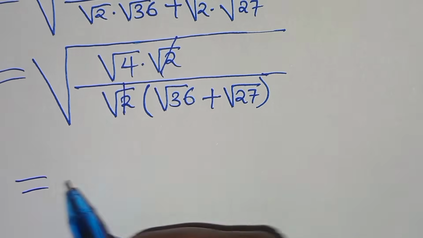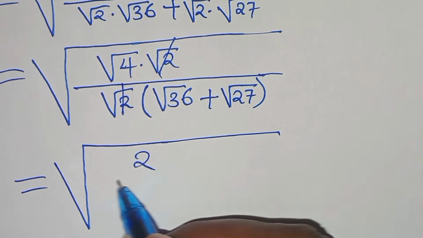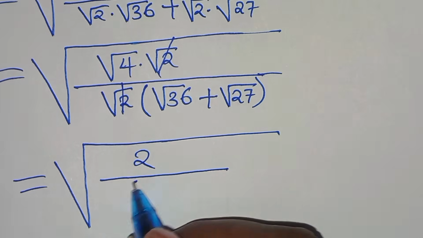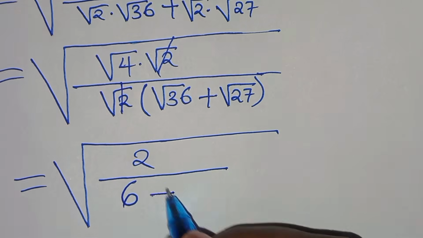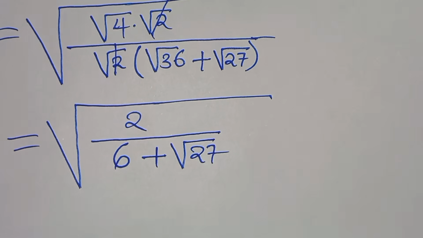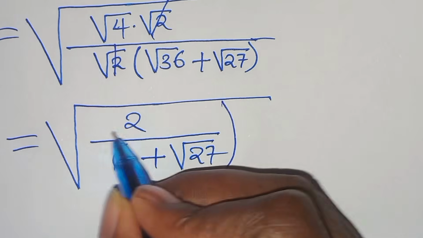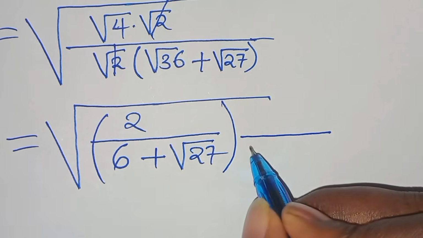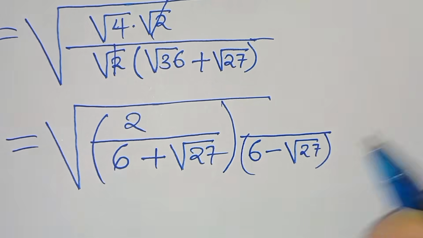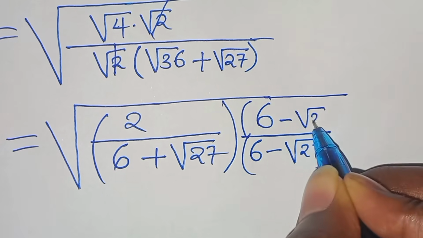Now the next step is we have the square root of 4, this is 2, divided by, here we have square root of 36, remember this is 6, then plus square root of 27. The next step from here is to introduce a conjugate. So let's introduce a conjugate, which is 6 subtract square root of 27, and we multiply the numerator with the conjugate, which is 6 minus square root of 27.